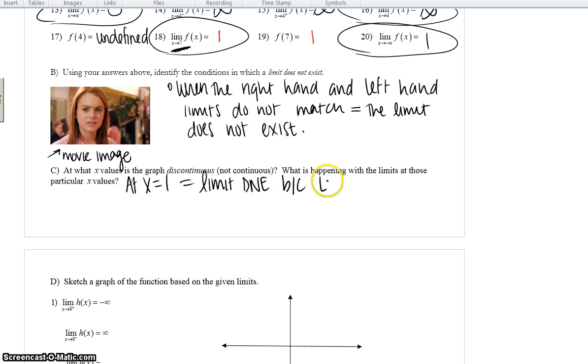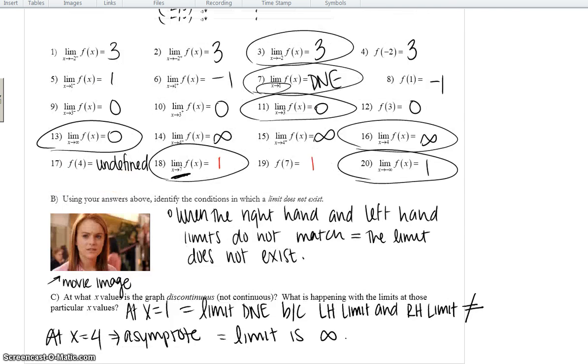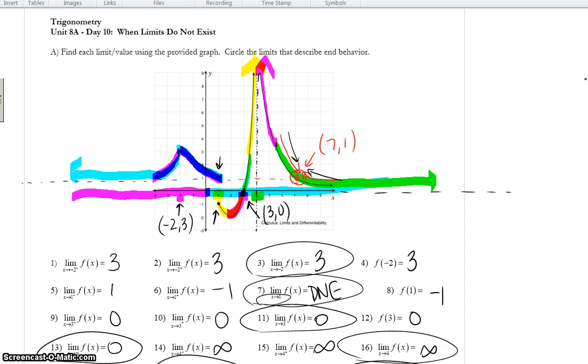because the left-hand limit and right-hand limit are not equal. And at x equals 4, we have an asymptote, which means that our limit is infinity. It could also have been negative infinity, it just depends on your graph. It could have also been going downwards if it wanted to.